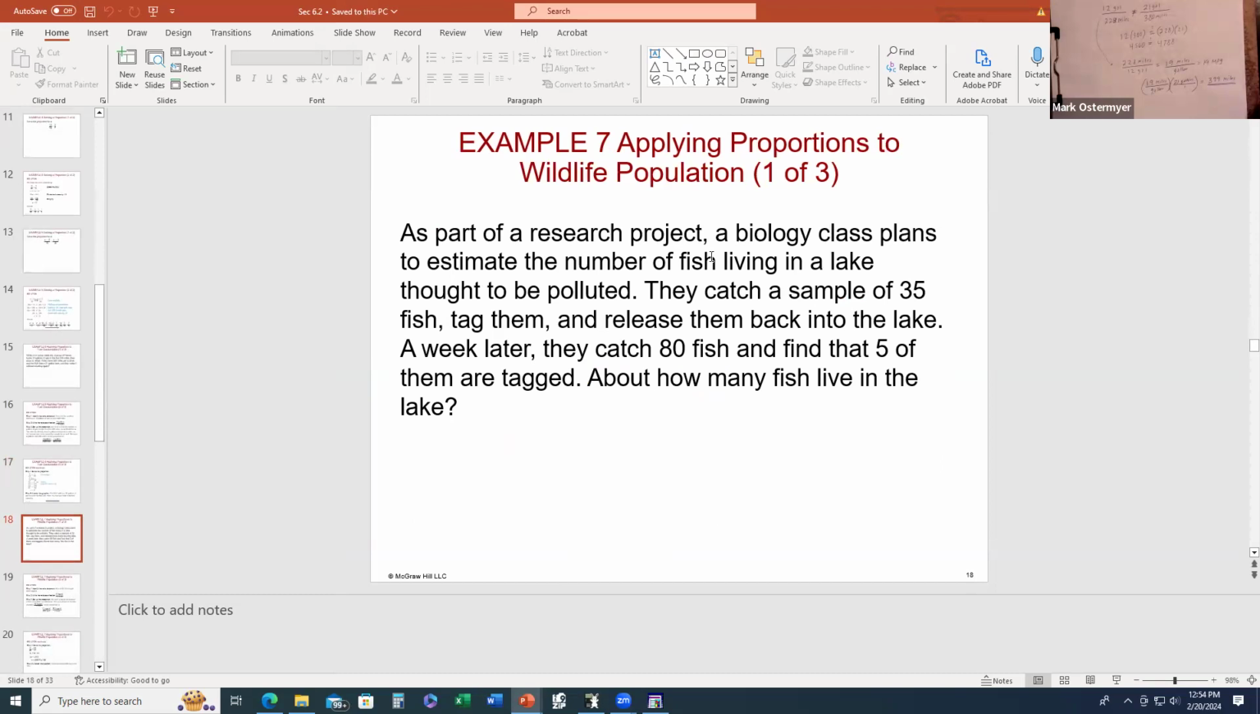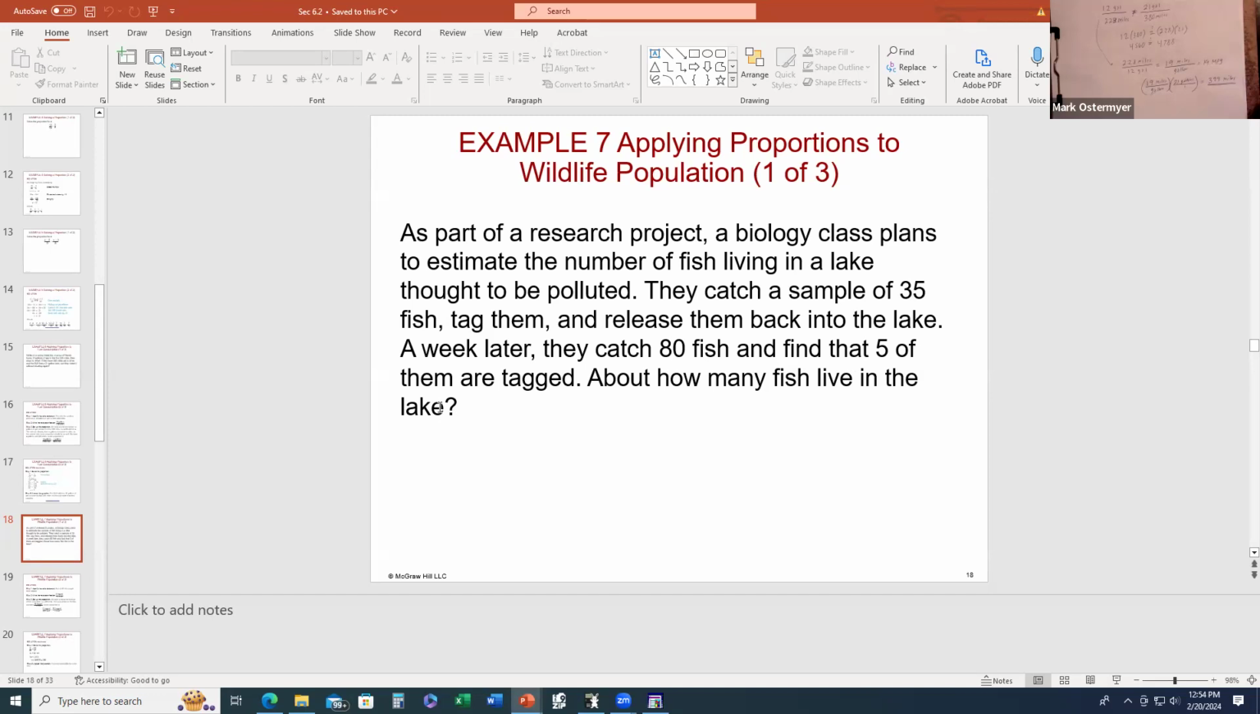As part of a research project, a biology class plans to estimate the number of fish living in a lake that is thought to be polluted. They catch a sample of 35 fish, they tag every one of them, and then release them back into the lake. A week later, they come back to the same lake and they catch 80 fish and find that 5 of them are tagged. About how many fish live in the lake?